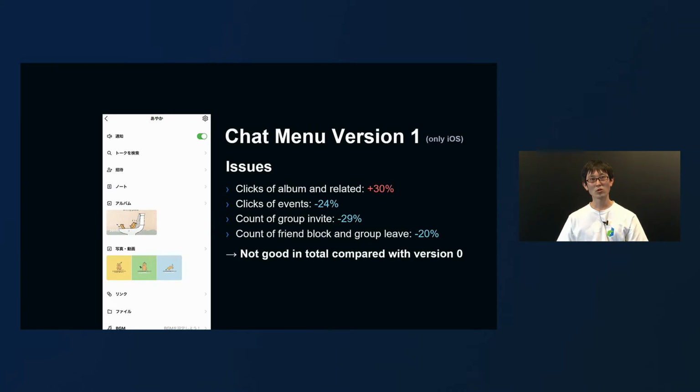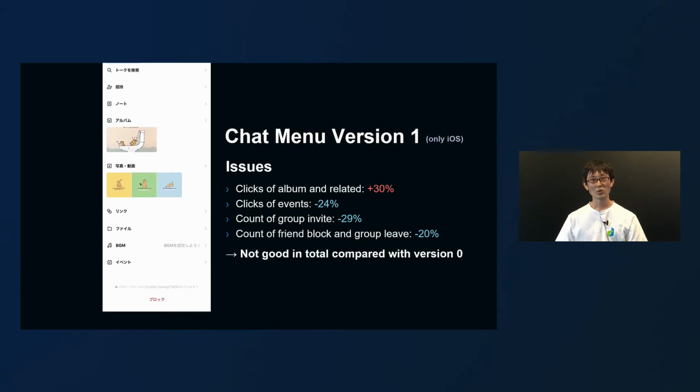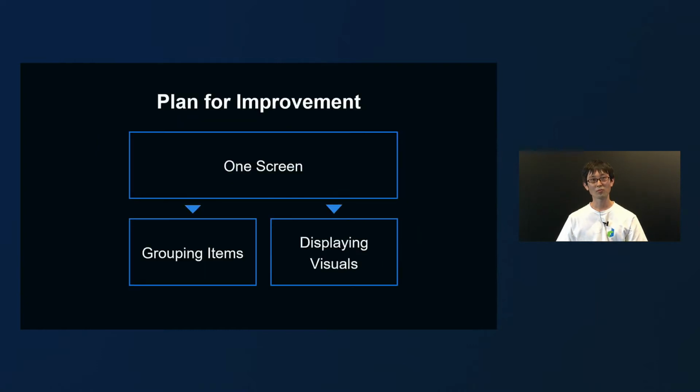This is the chat menu version 1, which was released only for iOS. We applied a list type UI, and the previews for albums and photos started to be displayed. However, due to the list type UI, it became vertically long, and users couldn't see the contents located at the bottom at a glance. As a result, our quantitative assessment showed that the number of clicks on albums increased greatly, but some contents saw the decrease in clicks, and as a whole, version 1 didn't outperform the version 0.